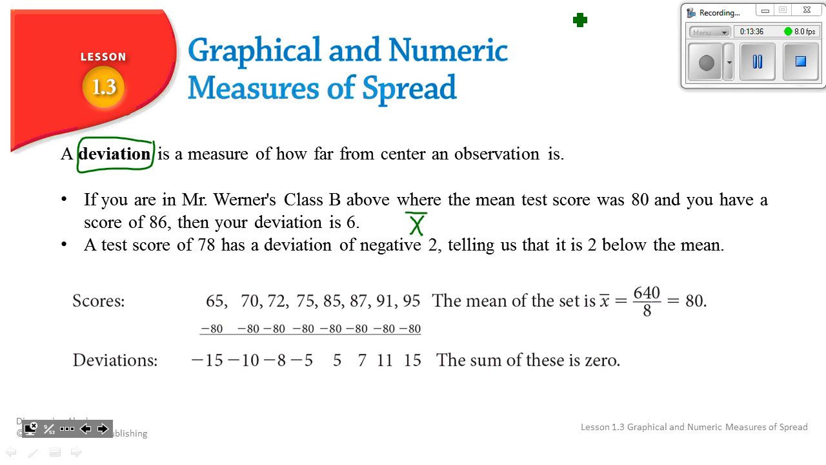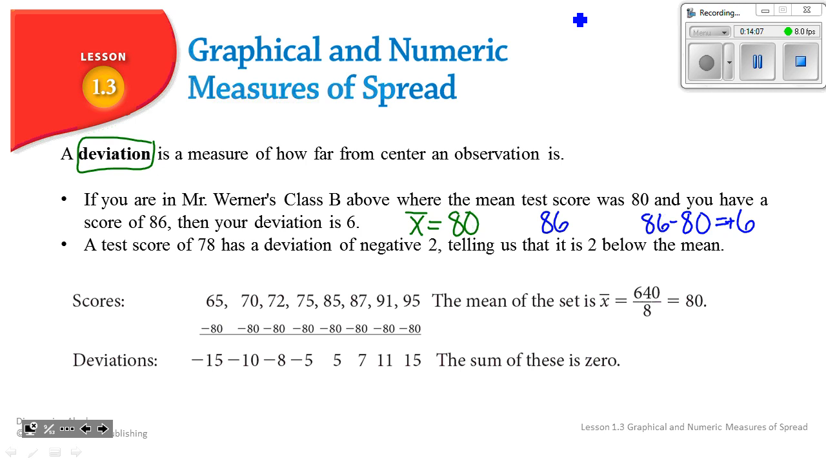If the mean, or x bar, is, let's see, we said 80, but your score is 86, then your deviation is going to be 86 minus 80, or 6. You have a deviation of 6. You're 6 points away from that mean score. Now that's a positive because you are above the mean score, so it's a positive 6.